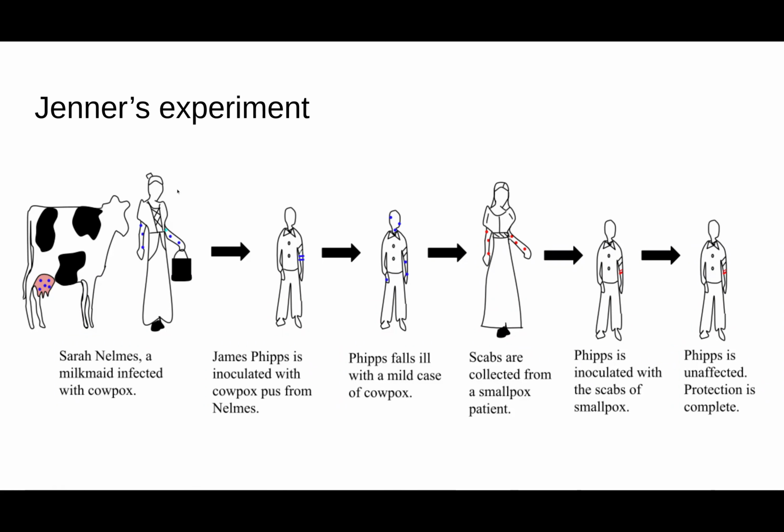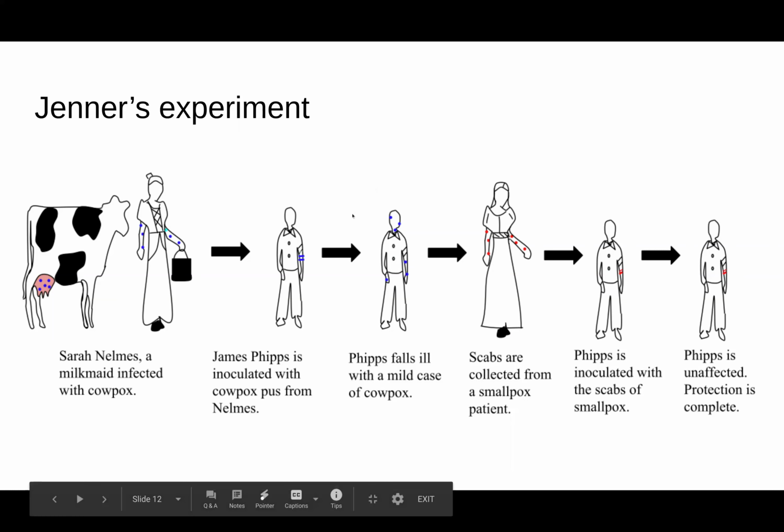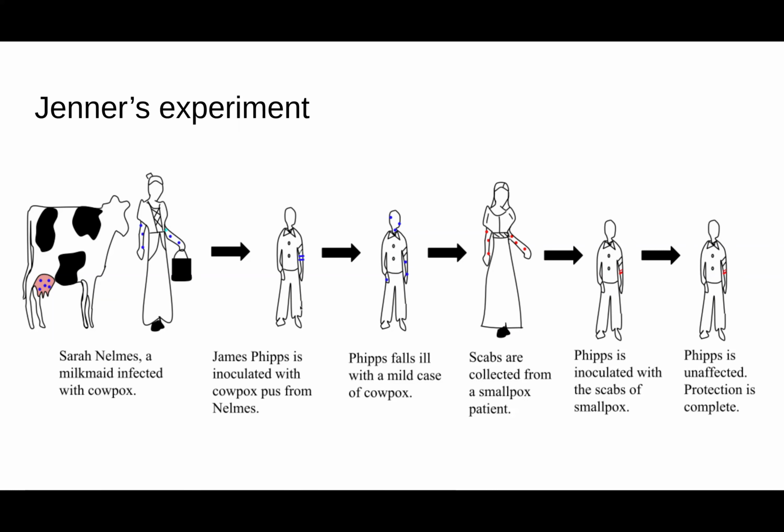And then he took a young boy, James Phipps. He was inoculated with cowpox from the pustules growing on the sores on Sarah Nelms. So this boy got infected with cowpox. He got a very mild case because, as I mentioned, cowpox causes disease, but it's very, very mild relative to smallpox. He intentionally inoculated this boy with cowpox, a non-deadly disease.